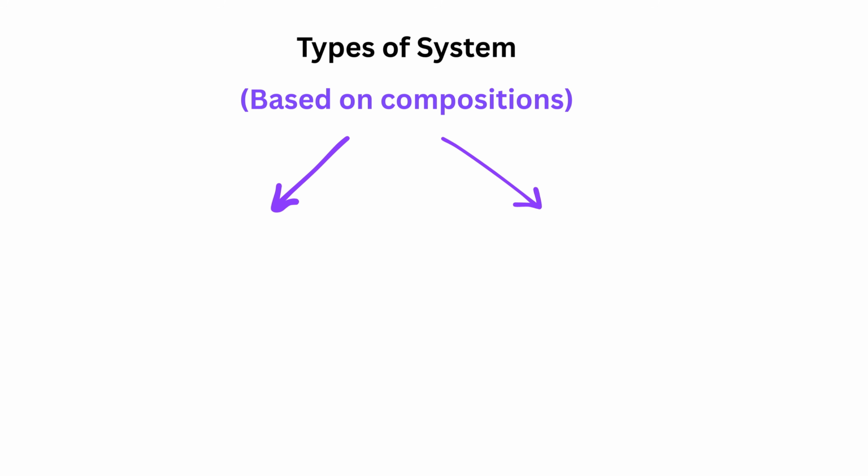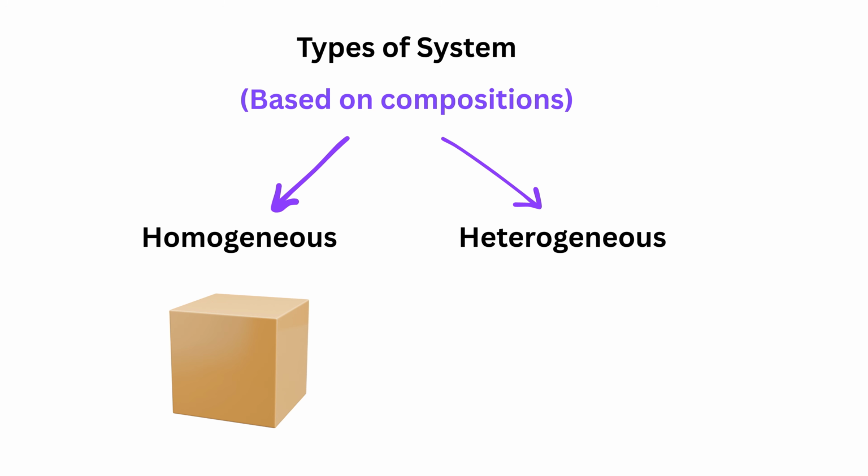Now there is another way to classify systems, and that is based on their composition. In this way, systems can be either homogeneous or heterogeneous. A homogeneous system is one that is uniform throughout, which means it has the same composition and properties in every part. A single solid like a block of copper, a pure liquid like distilled water, or a uniform mixture of gases like air, are all homogeneous systems.